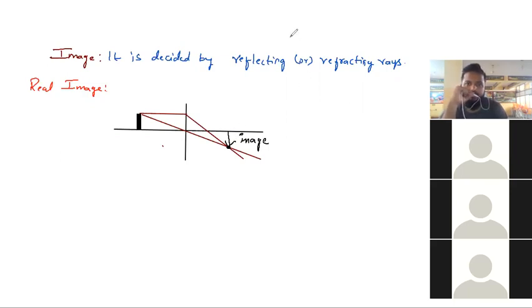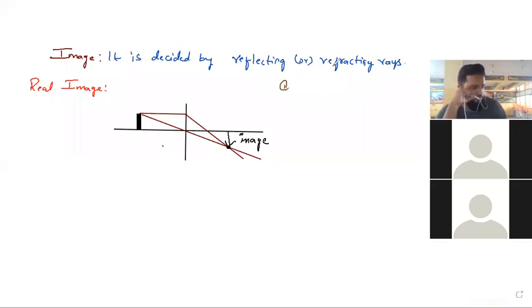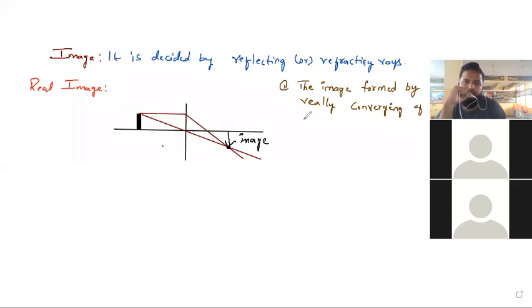Are you ready? Very good. The first point we will write: the image formed by really converging of reflected rays or refracted rays.